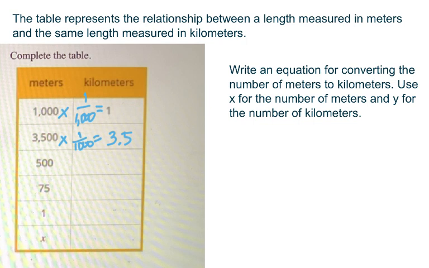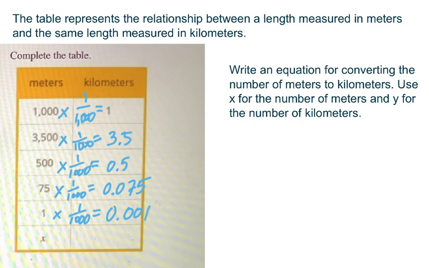I'll repeat it in the next line. 500 times 1/1000. That will give me 500 over 1,000, or 0.5 or 5/10. 75 times 1,000th. That gives me 0.075 or 75 1,000ths. Then we have 1 times 1,000th, and that's 0.001 or 1/1000th.